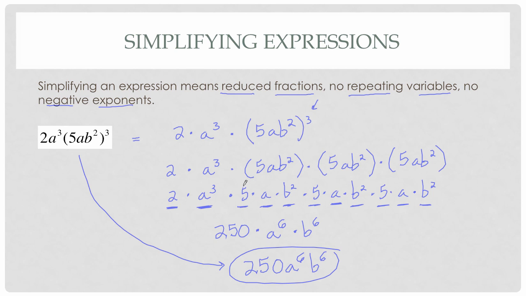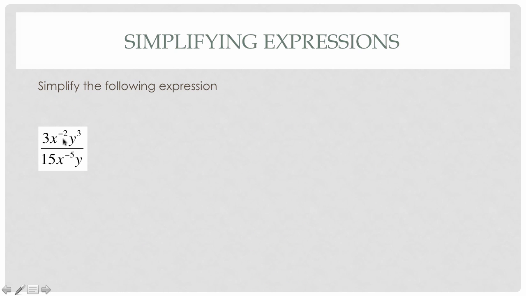Let's do another example here. Here I've got one with fractions and negative numbers. So what do we got going on? Let's write it out in expanded form. So we've got 3 over 15 times x to the negative 2 over x to the negative 5th times y to the 3rd over y. This is one way you can approach fractions that helps you focus and deal with things individually. It makes it kind of nicer.